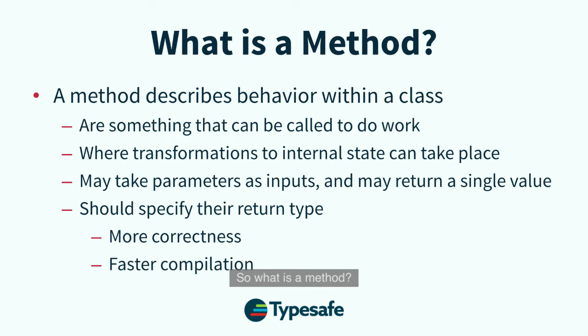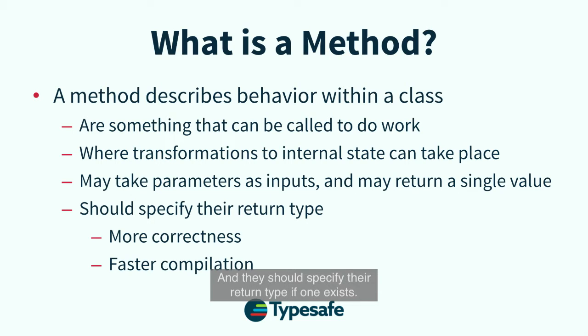So what is a method? A method describes behavior within a class instance. They are something that can be called on to do work on the state that exists inside of a class. This is where transformations to this state can take place. Methods may or may not take parameters as inputs and may return a single value in response, if any.